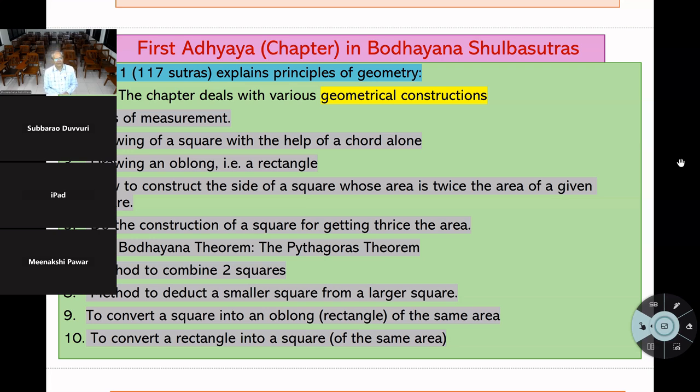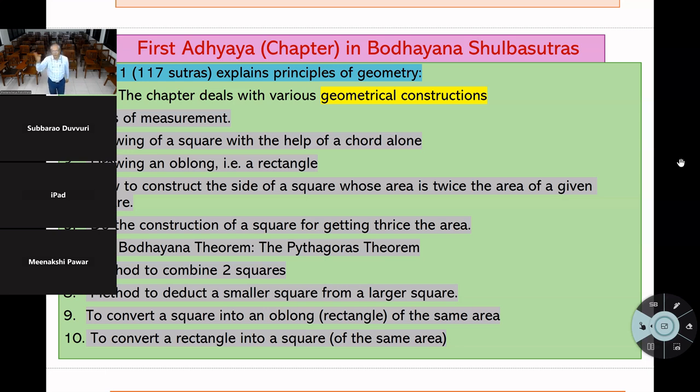Bodhayana therefore says that if you think this way, then that is not the correct answer. He actually warns you. And then he gives the method of constructing. Now everybody knows what that method is. If you want to have twice the area, what will you do? That is explained. Then after that, suppose you want thrice the area, what will you do? That is explained by Bodhayana. This is actually going towards Pythagoras theorem. These two are the small steps. And then he gives you Pythagoras theorem.